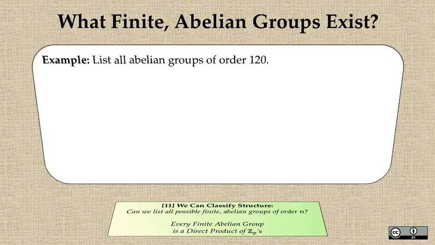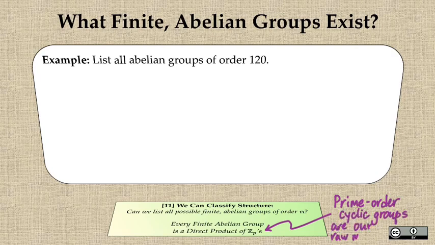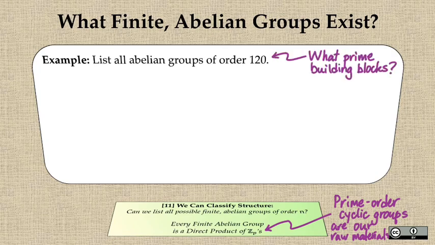So here's an example of what the fundamental theorem is going to allow us to do. It's going to allow us to answer a question like this one: list all abelian groups of order 120. So if you give me 120 elements, how many different ways can I make an abelian group out of those 120 elements? If it's true that the prime power order cyclic groups are somehow the building blocks of our answer, then we want to figure out what raw materials I'm going to have to work with if I have 120 elements to make a group out of. So what are the prime building blocks of the number 120?